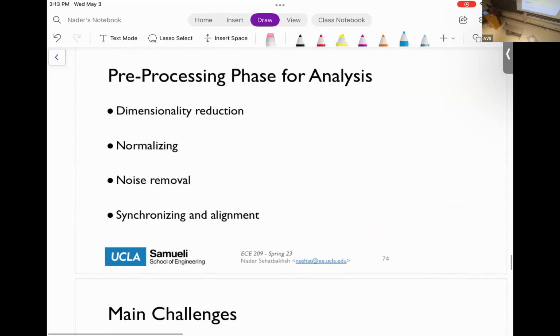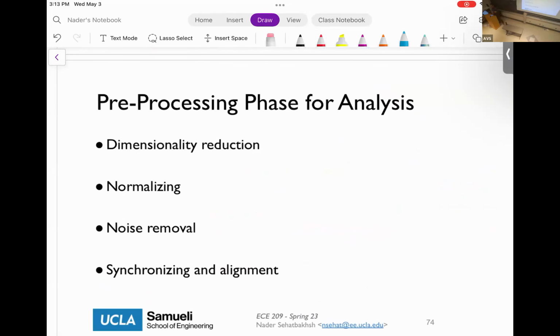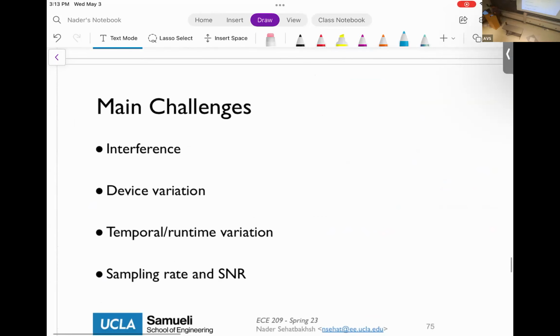So going back down, synchronization and alignment, being creative in how you do that, is very important. So what are the main challenges in side channel signals? From the attacker's perspective, what are the main challenges? Interference is a big problem, because when you're collecting, for example, a power signal, you're not collecting the signal only from the device or from the CPU.